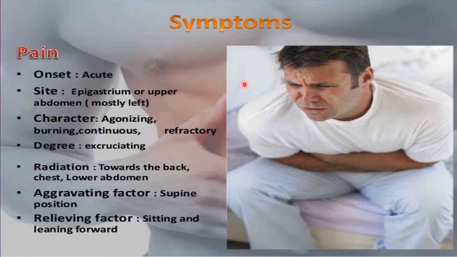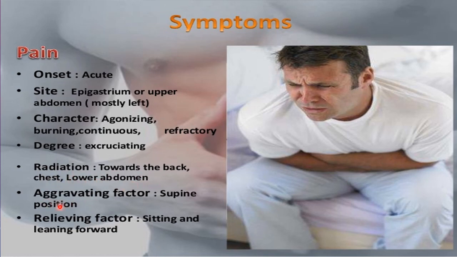Okay, this is the typical posture of a patient with acute pancreatitis. Severe pain in the upper abdomen, and he sits in a stooping, bend forward position. The pain is the most important symptom, which is acute epigastric or upper abdomen, mostly on the left side. The character is described as agonizing, burning, and continuous, and is usually refractory to normal analgesics. The degree is often very excruciating. It radiates towards the back, chest, and lower abdomen.